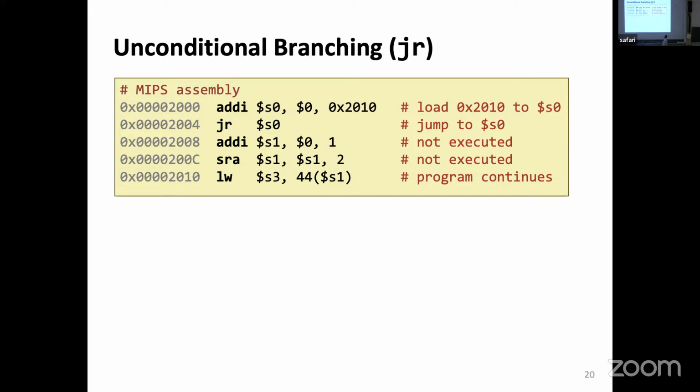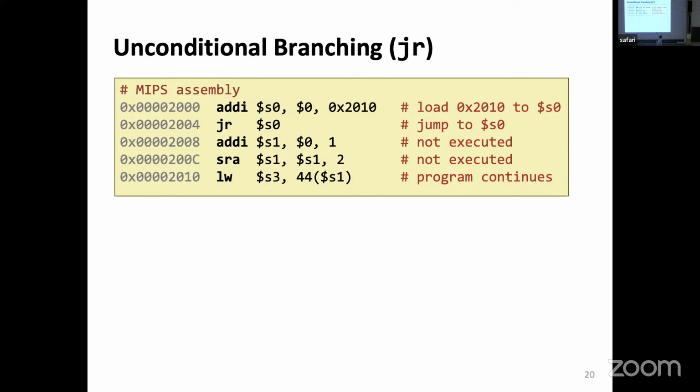Now, there is also the jump register one, which we will use actually quite a bit. The jump register one is a little bit entertaining. The first line you see is running at hex 2000. We somehow managed to load into S0 this value 2010. Now, the register contains this value. The next instruction says, jump to wherever the register is pointing.